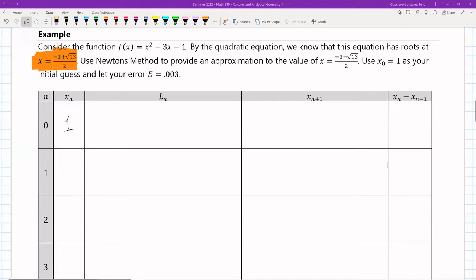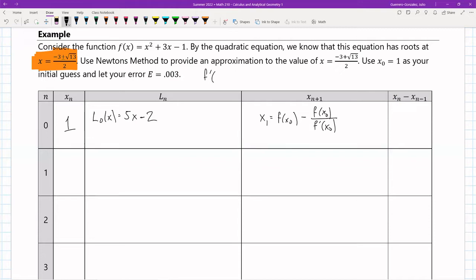So if I let x sub 0 be 1, my L sub 0 of x is going to be 5x minus 2. The root of which, I'm going to calculate the next one now. So the root of which is going to be x sub 1, equal to x sub 0 minus f of x sub 0 over f prime of x sub 0.